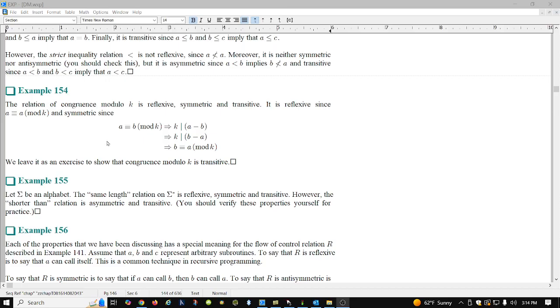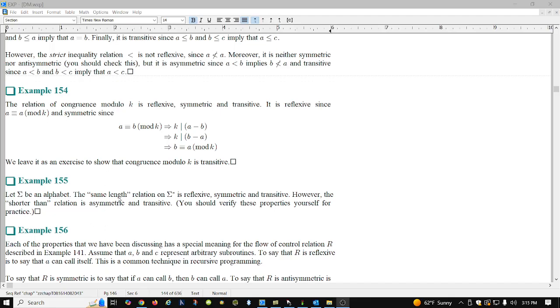So congruence mod K is a candidate for equality. It is in fact taken as equality under some circumstances. It's never quite said that way, but it's implied that way. And we'll get into that when we discuss what are called equivalence relations later on.